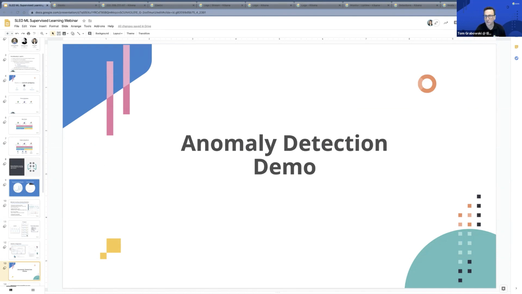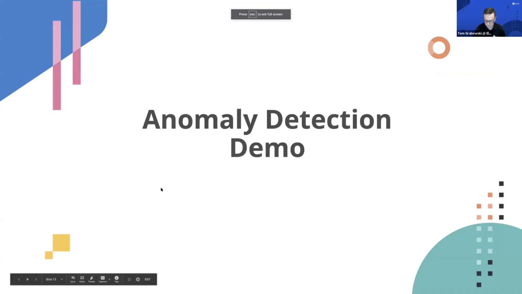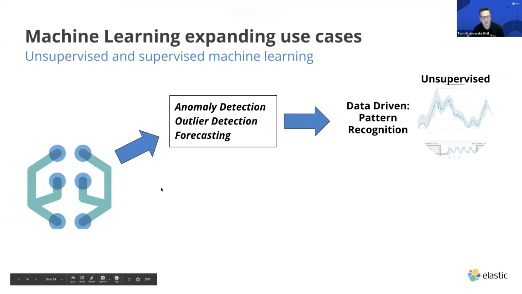If I go back to the presentation, we talk about anomaly detection as an unsupervised, pattern recognition machine learning job, where you don't have to feed it. You don't have to say what is good or what is an anomaly. We'll figure that out. You just turn it on and tell it what data, what fields to look at, and even what indexes are interesting, and it will identify the anomalies and score those anomalies for you.